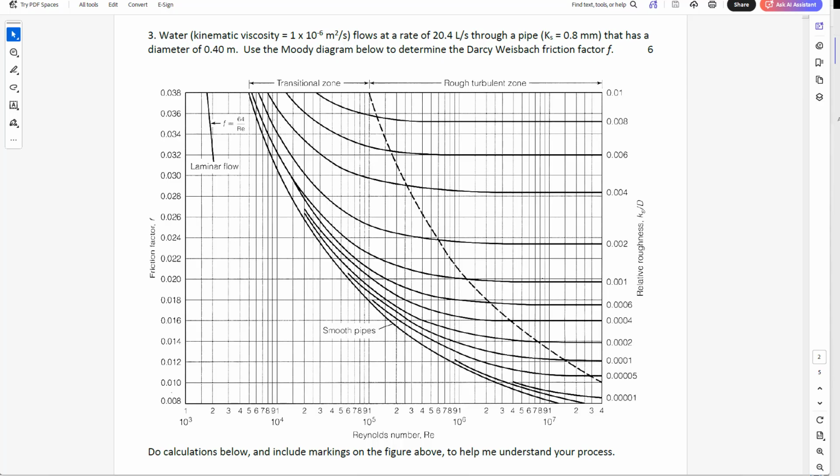This is using a Moody diagram, as you can see. So if you want to try one of these problems from their exam, put your answer in the comment and then I'll let you know if you got it correct.